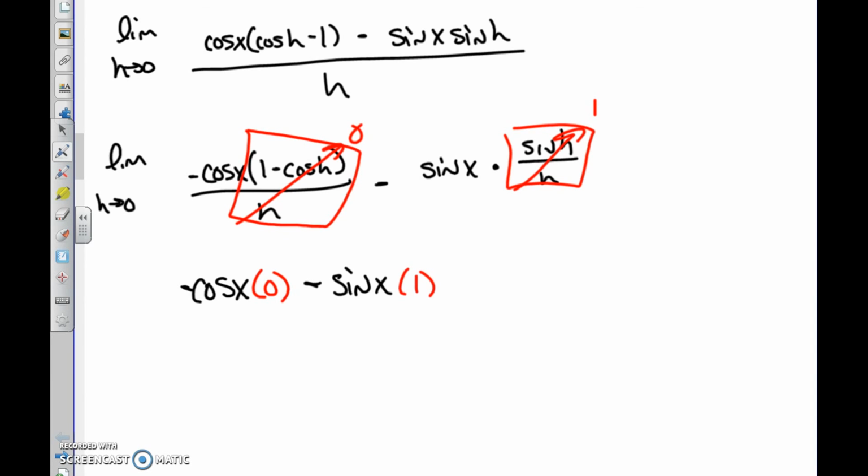And then our final answer, when we simplify this, 0 times anything is 0, so I end up with 0 minus sine of x times 1, which is just minus sine of x.